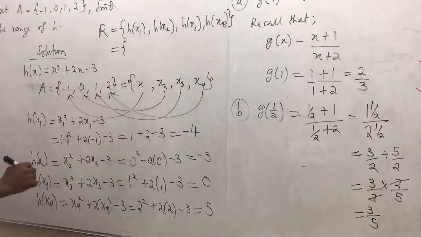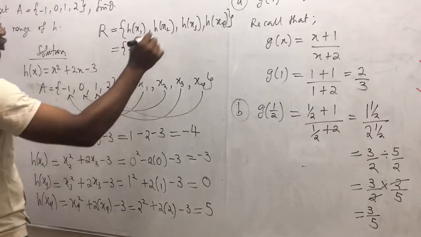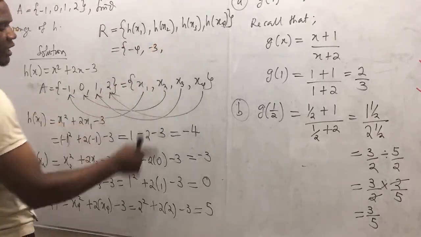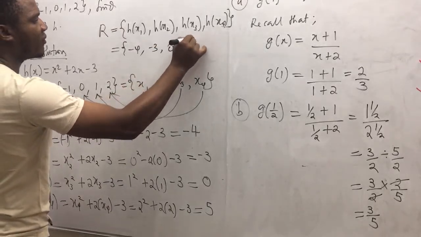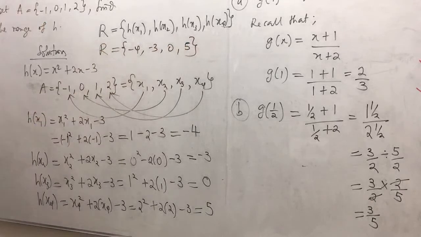h of x1 gave us minus 4. I'm going to put it there. h of x2 gave us minus 3. h of x3 gave us 0. And h of x4 gave us 5. So this is what they want you to do, and that answers that question.